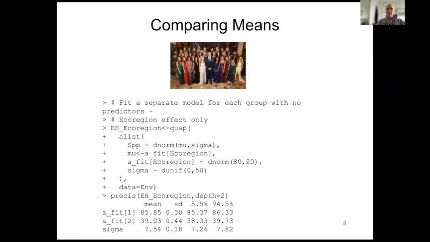That's the mean of the expected values for that parameter representing the species richness in the lowlands. And the range of likely values, between 5.5% and 94.5%, is right around 85, 86. And for the highland streams, we see the range of likely values between 38 and 39. And then the most likely value for the variability within those ecoregions is from 7.2 to 7.8.